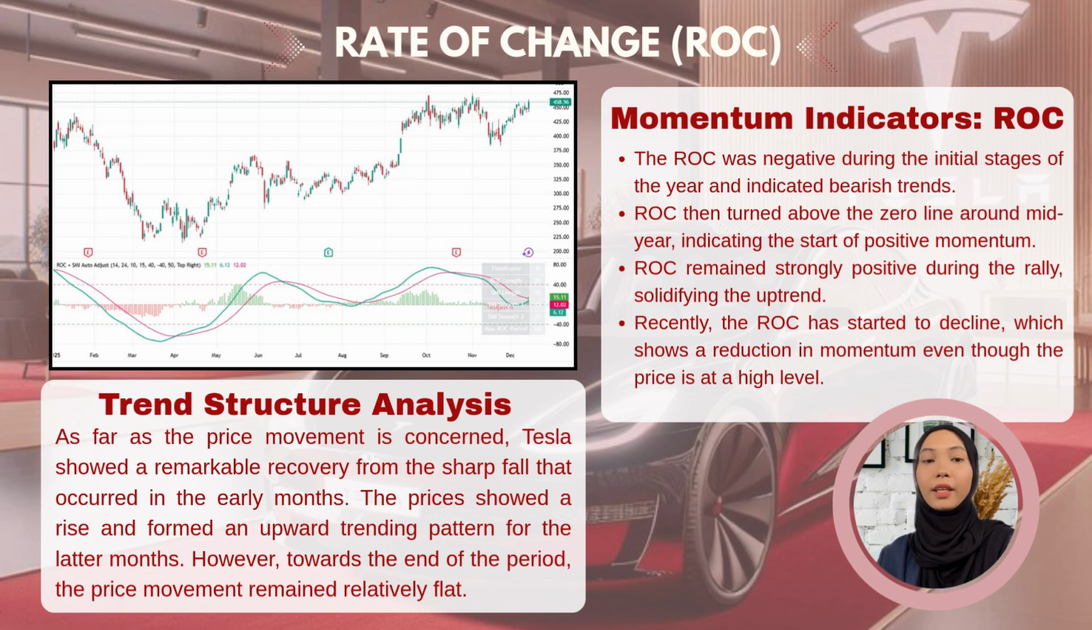So let me simplify in terms of the momentum indicator. Based on the chart, at the start of the year, the ROC was negative, which showed a bearish momentum. Around mid-year, it crossed above the zero line, signaling the start of positive momentum. During the rally, ROC stays strongly positive, confirming the uptrend. And recently, ROC has started to fall, which means momentum is slowing even though the price is still high.